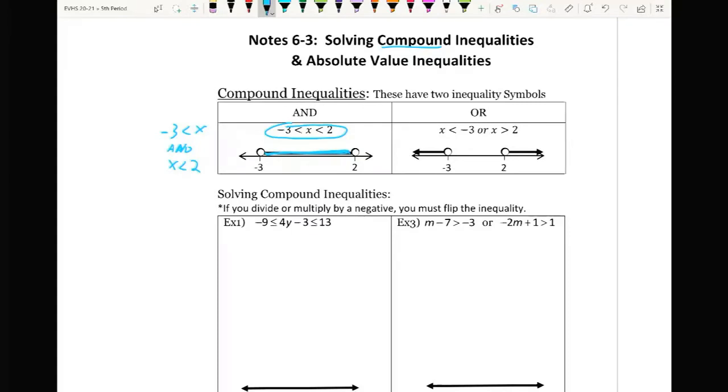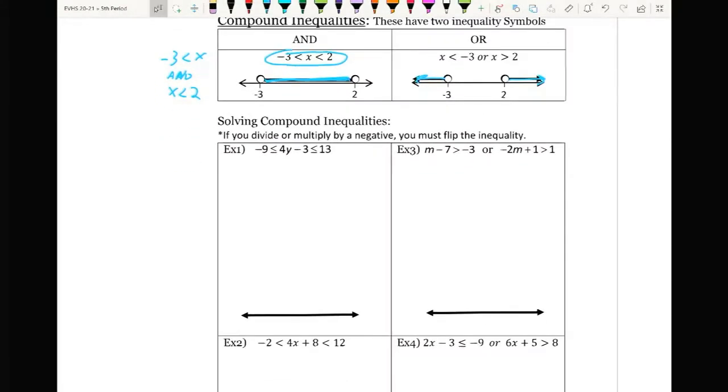And so because of that, we end up having only the region that's in between those two. Now, what you're going to see is that when we actually start solving them, we're going to be splitting it up into the two separate inequalities. Now, we've also got an or situation, and that's where we've got a gap in the middle, and it starts pointing towards the outsides. So, we just have to make sure that we're careful with those. Typically in my opinion, the ands are easier to solve and the ors take a little bit more work. Not because they're more difficult, just because it's extra work to do. So here's how we solve these.